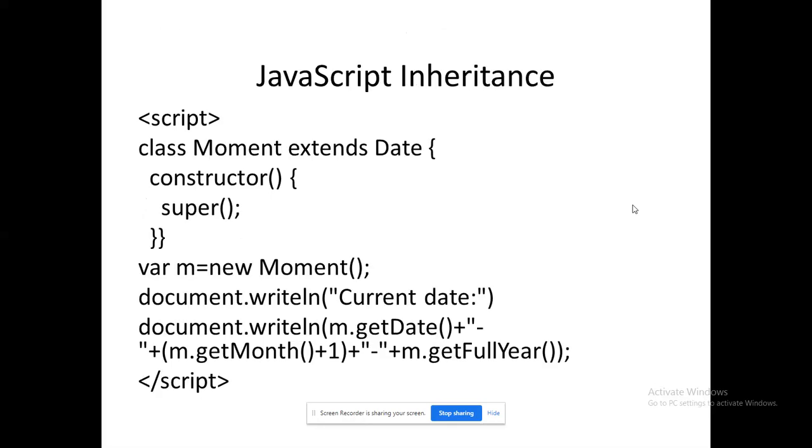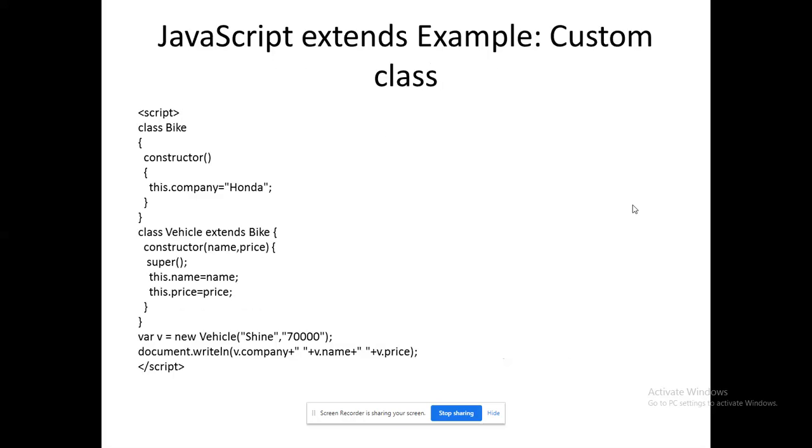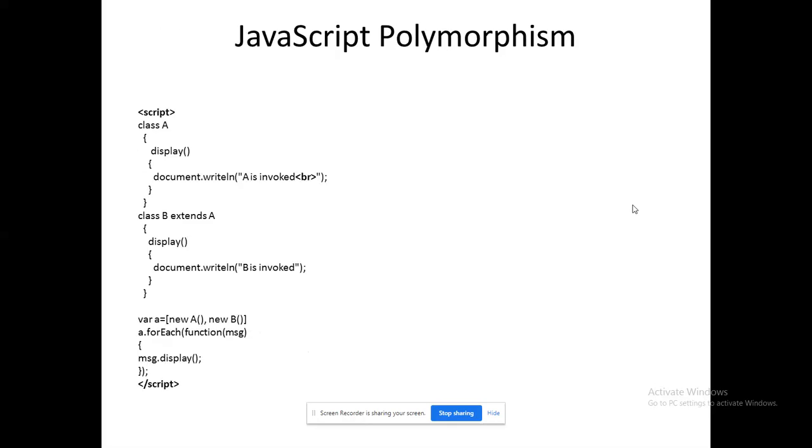In the previous program, we have seen the predefined class Date. Here we have seen the customized class bike. So that's the way of using inheritance in JavaScript. Next, polymorphism, right? So more than one form. You have a class A and again you have a class B. Both are inherited. I am having display. Both the method names are the same, display, right?